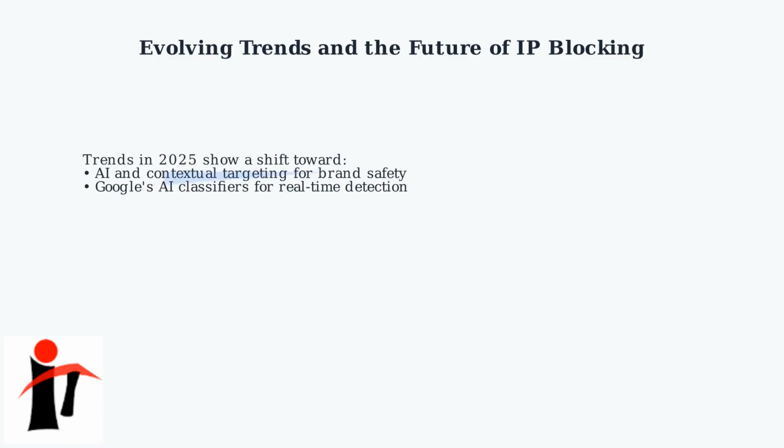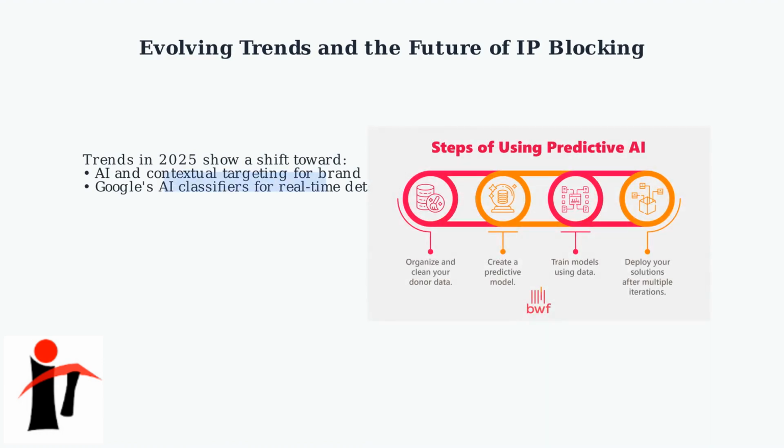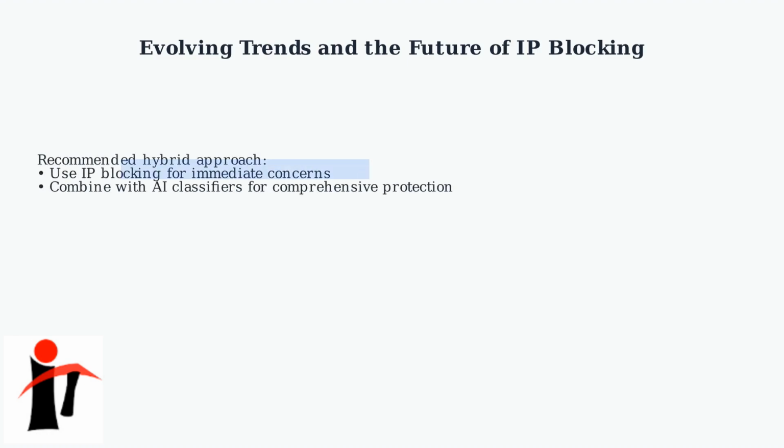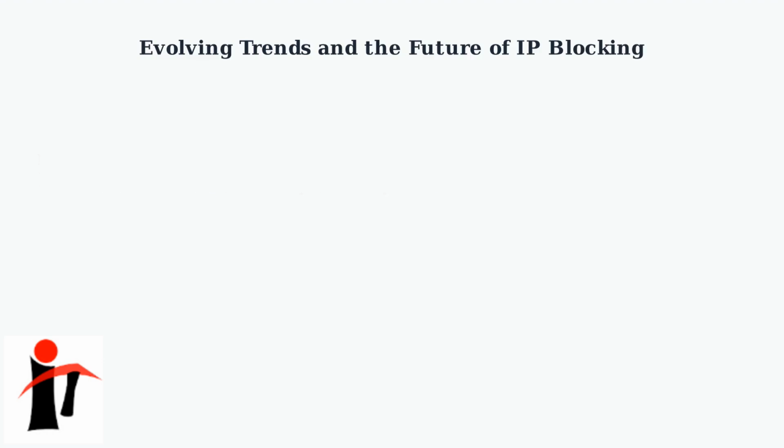Current trends indicate a move away from IP-based exclusions toward AI-driven and contextual targeting. Google's AI classifiers can detect unsafe content in real time, providing broader brand safety beyond manual IP lists. Instead of relying solely on IP exclusions, adopt a hybrid approach. Use IP blocking for quick tactical fixes on known problematic addresses, while leveraging Google's AI classifiers for broader, automated brand safety coverage.